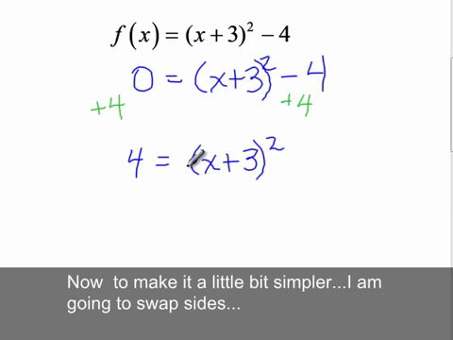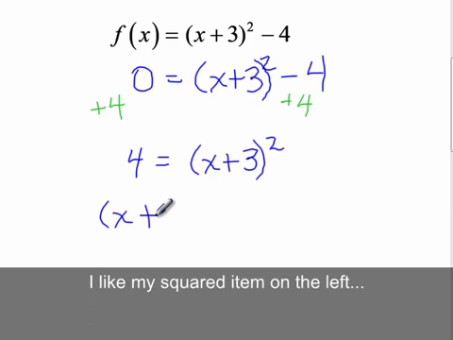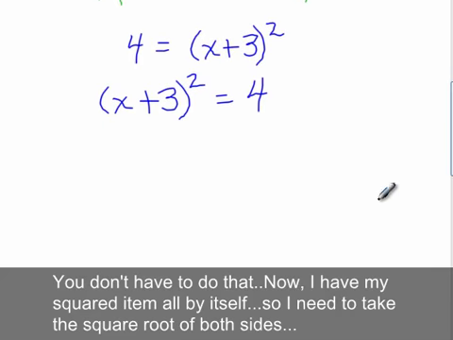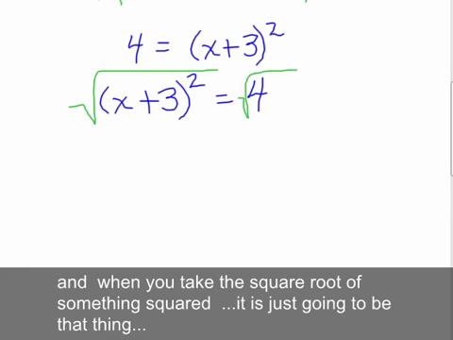Now, just to make it a little bit simpler for me, I'm going to swap sides. That's not that big of a deal. I just like my squared item on the left. You don't have to do that. Now, I have my squared item on the left. It's all by itself. So I need to take the square root of both sides. And when you take the square root of something squared, it's just going to be that thing.